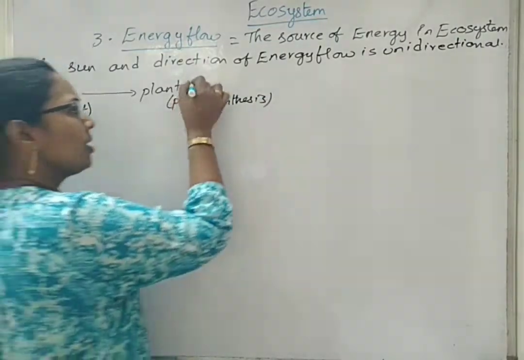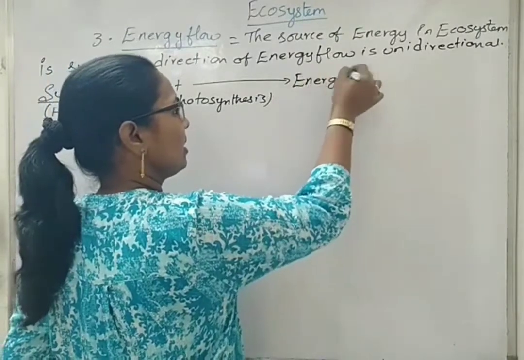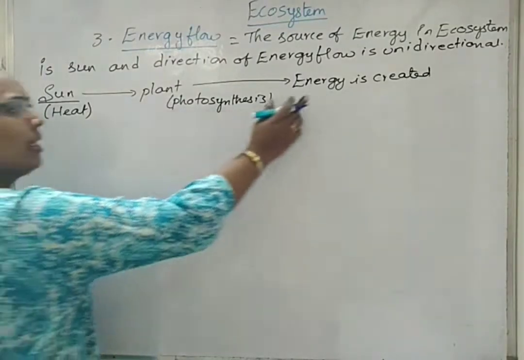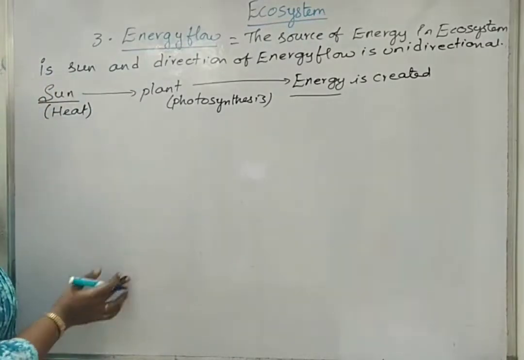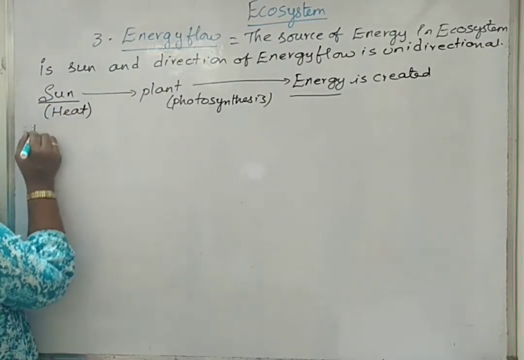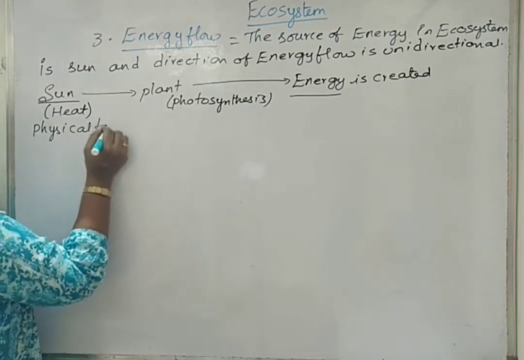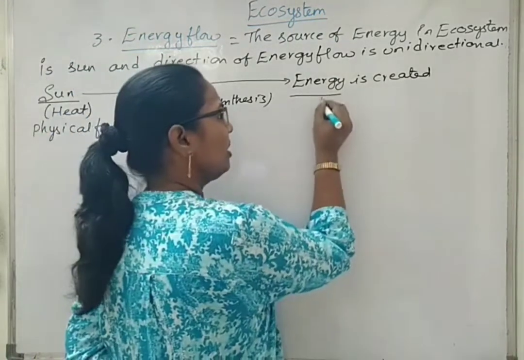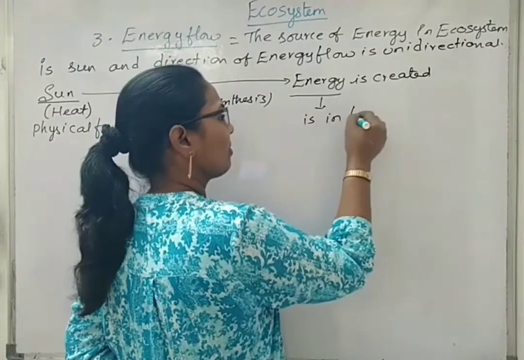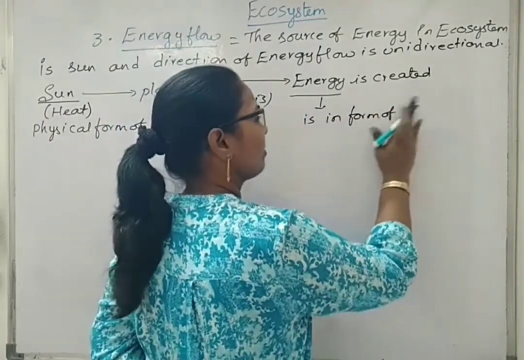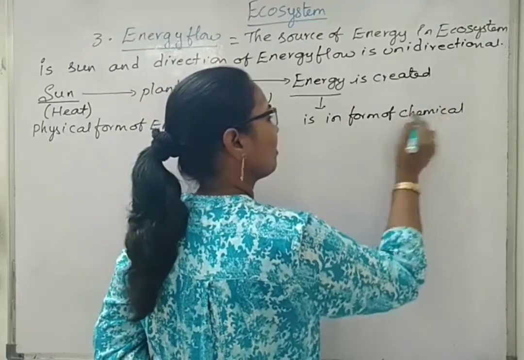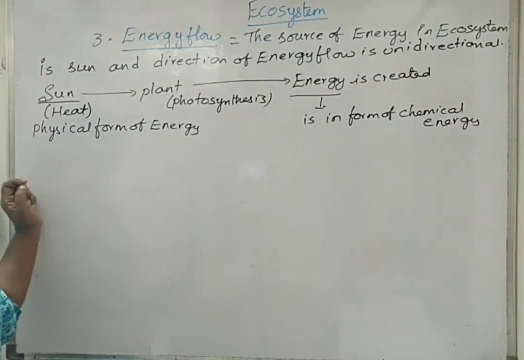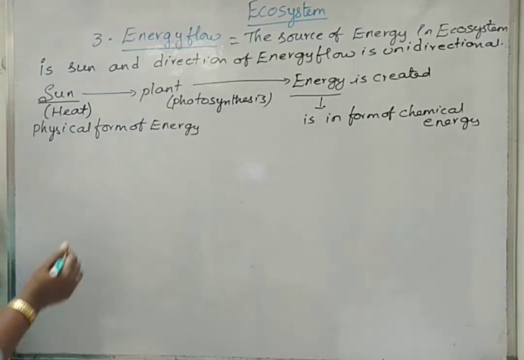So, as the result of photosynthesis, again, energy is seen. Now, here we are using the term energy in the form of heat. Here also, finally, we are again using the term energy. What does it mean? Here, energy is in the form of heat. We can say it is a physical form of energy. But after photosynthesis, the same energy is in the form of chemical. Means the physical form of energy is getting converted by the plants, by photosynthesis, into chemical energy.